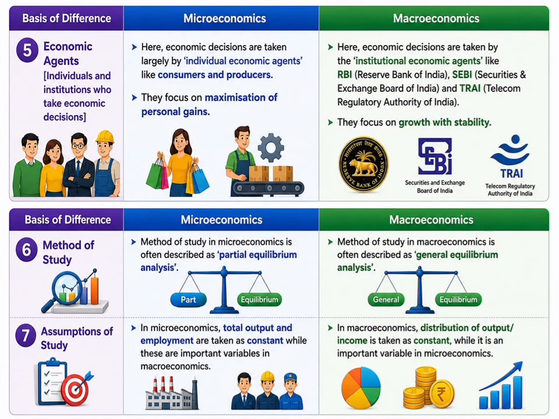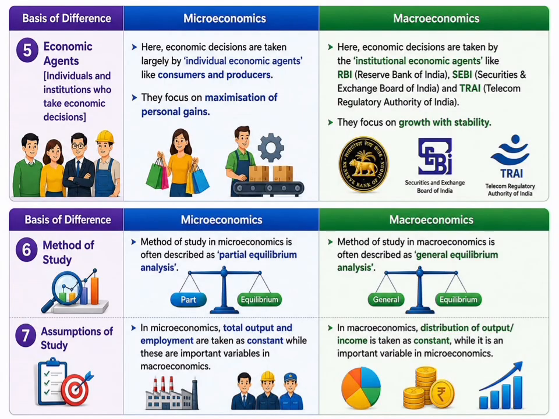Now, let's look at the fifth difference, economic agents. First of all, what is an economic agent? An economic agent is any person or institution that takes economic decisions. Now, let's see the difference. In microeconomics, decisions are taken by individual economic agents like consumers and producers.